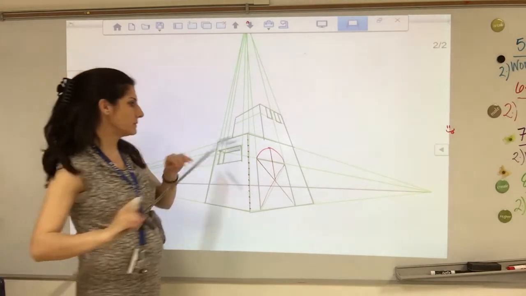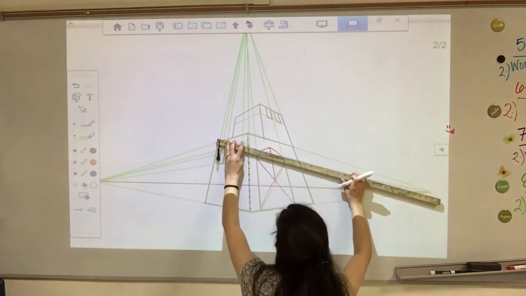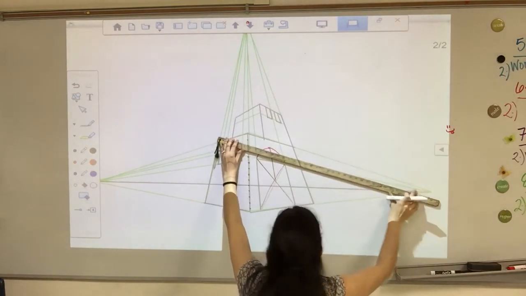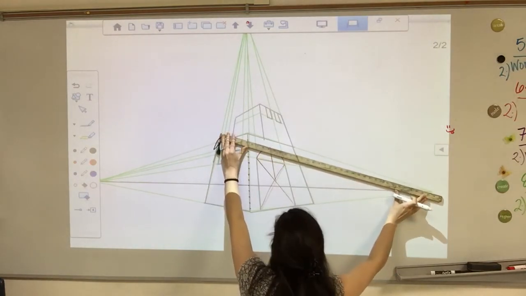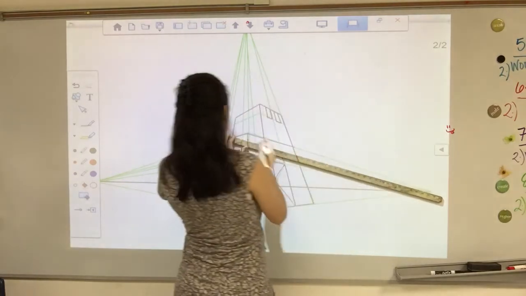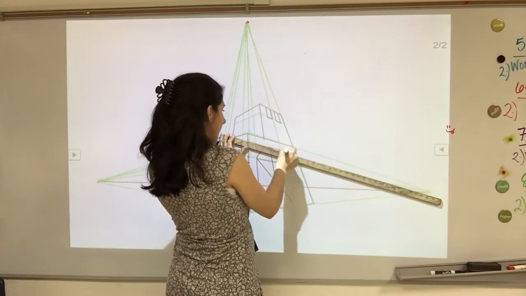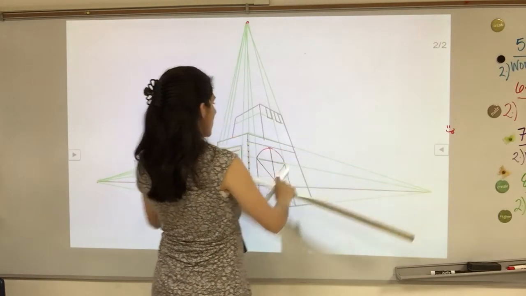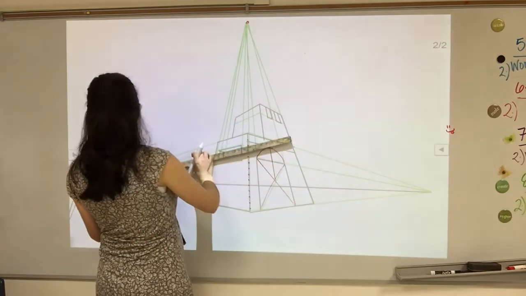Let's do that. So to do this top line here, I'm lining up with this red dot to my right vanishing point. So I'm gonna line up there. Sorry, I can't really see what I'm doing down there. And I'm going to draw in a line like that, okay? On the left side, it would do the opposite.